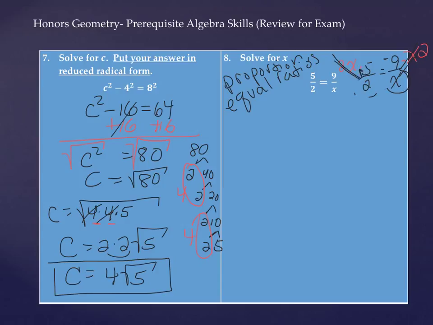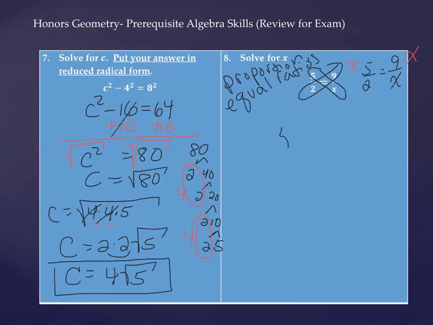So I'm just going to get this out of my way. After you see this being the case, you can just cross multiply, as long as you know where that comes from. So cross multiplication, you're always doing that across an equal sign.